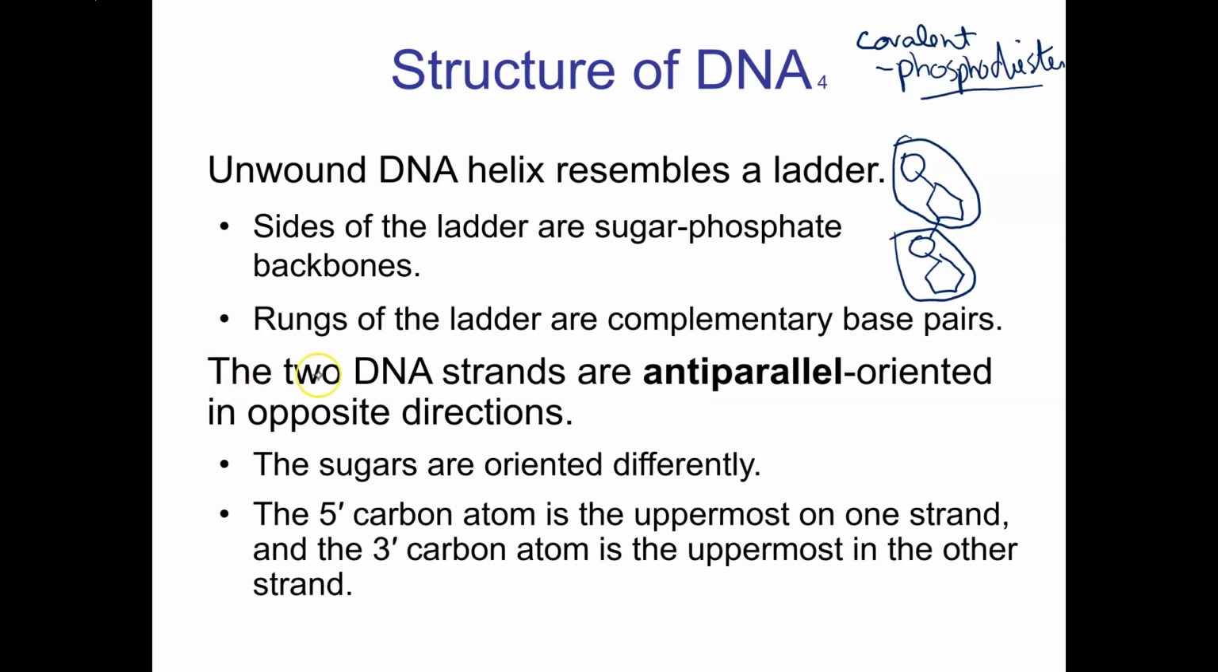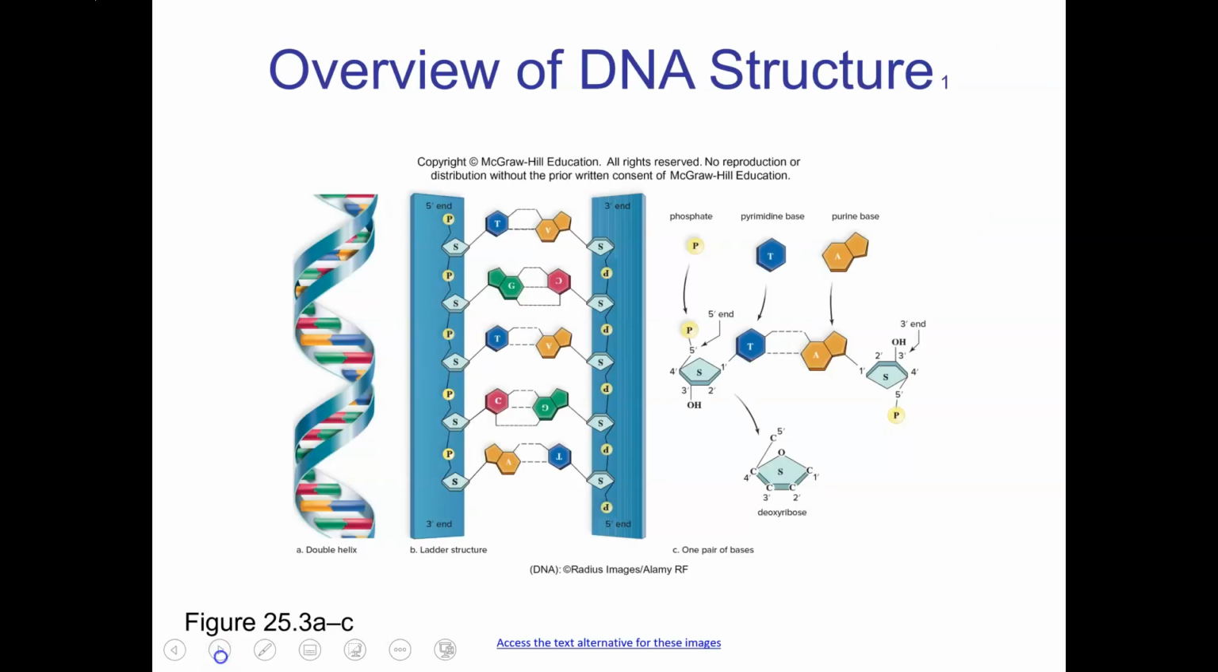The two strands of the DNA are anti-parallel, which means that they're going to be running in opposite directions of each other. So think of one strand running upwards and the other one running downwards, okay? The sugars on each strand are then going to be oriented oppositely. The 5-carbon atom is the uppermost one on one strand, and the 3-carbon atom is the uppermost on the other strand. Let me show you what that looks like in this other picture.